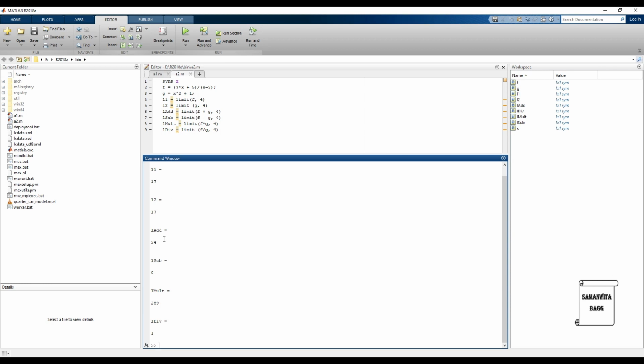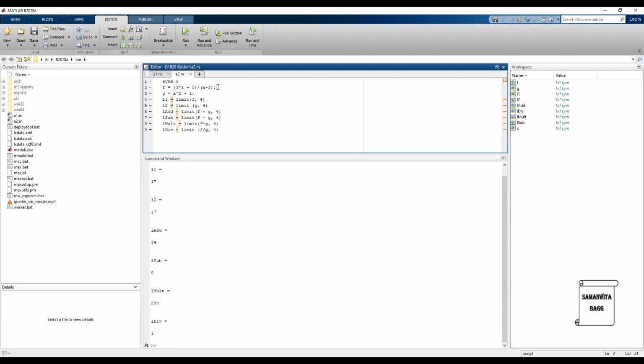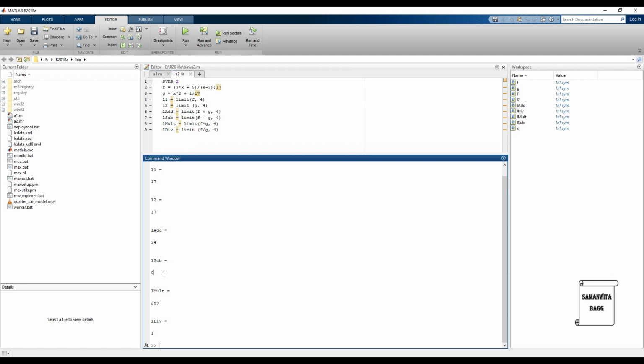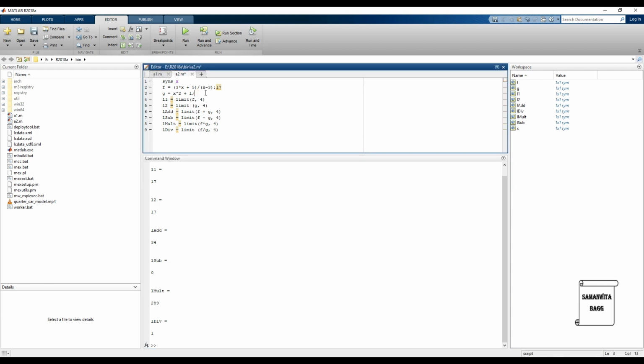The third one is doing the addition of f and g. The first value I got as 17 and for g also I got the value as 17. So when I add, 17 plus 17 is 34. When I subtract, 17 minus 17 is 0. Then I have multiplication, 17 into 17 is 289, and last is division, 17 upon 17, that will be 1. So these are the values that you have got.